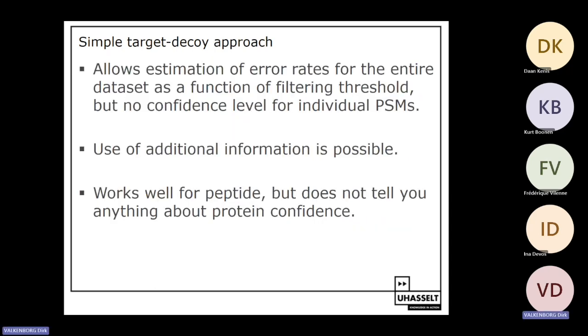It is a very simple and effective method, and it allows us to estimate the error rates for an entire data set as a function of this filtering threshold. The disadvantage is we don't gain a confidence level for individual PSMs, but that's okay. The good thing about this target decoy approach is that we can compare across different labs and across different search engines, using the same reversed target decoy approach.